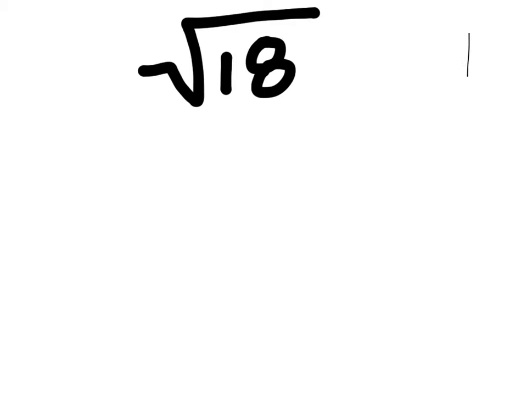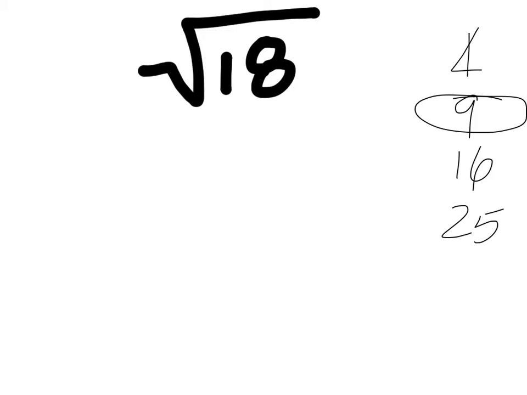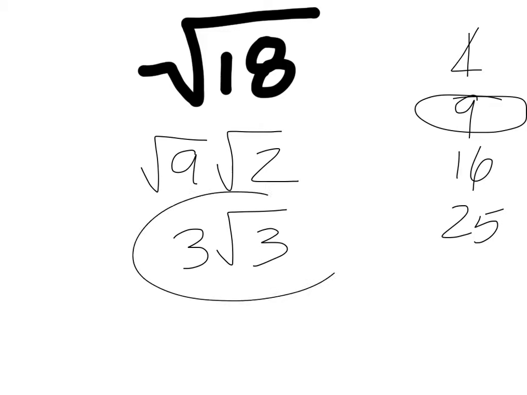Square root of 18, we have 4, 9, 16, 25. Half of 18 is 9, so it falls right on it. So that means you'd have to use 9. Square root of 9, square root of 2. Square root of 9 is 3. So 3 square root of 2 is the answer. Oh, I put 3. All right, there, so it's 2. 3 square root of 2.